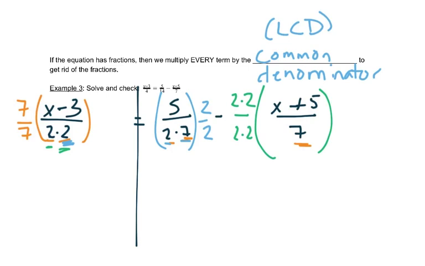So let's do some simplifying. Over here, I'm going to distribute that 7. That gives me 7x minus 21. On the bottom, 2 times 2 times 7 is 4 times 7, which is 28.